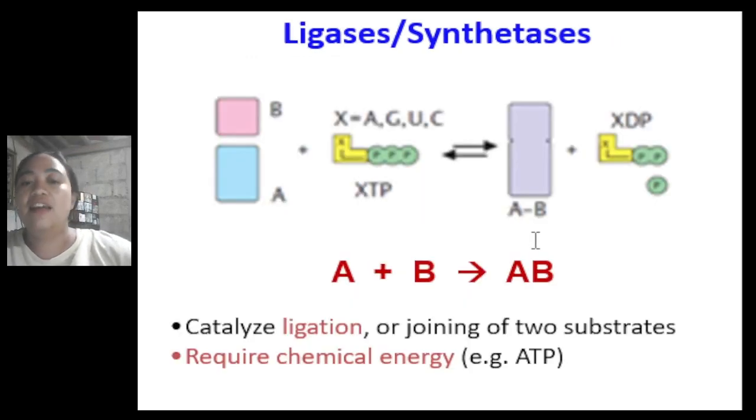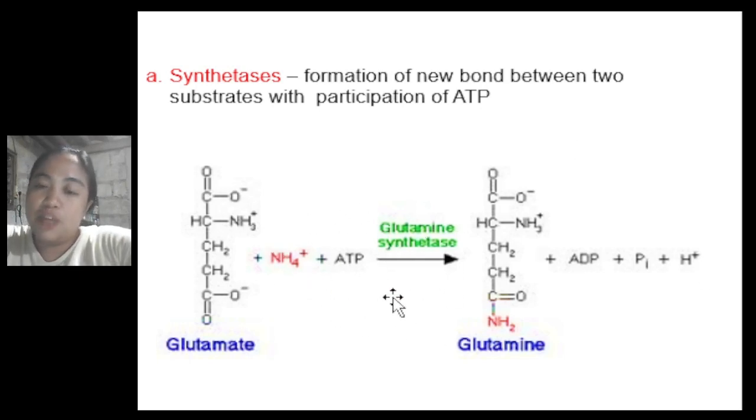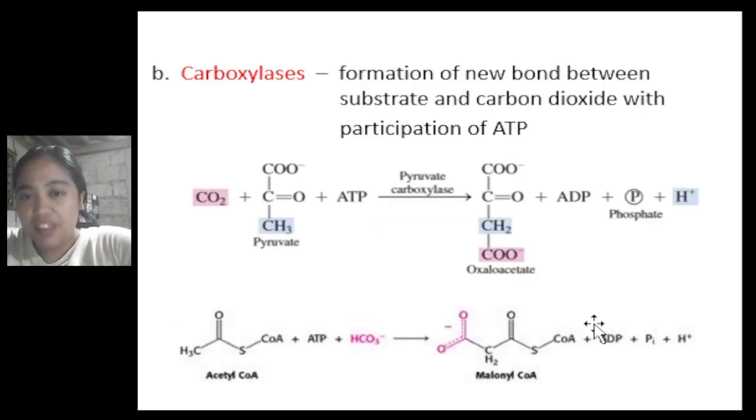So again, they catalyze ligation or joining of two substrates, and this requires chemical energy. Examples or types of ligases are synthetases, formation of a new bond between two substrates. Again, this needs the participation of ATP. From glutamate, it becomes glutamine. So this is a formation of a new amine bond. Another is carboxylases, formation of a new bond between a substrate and carbon dioxide, again with ATP on the reactant side.